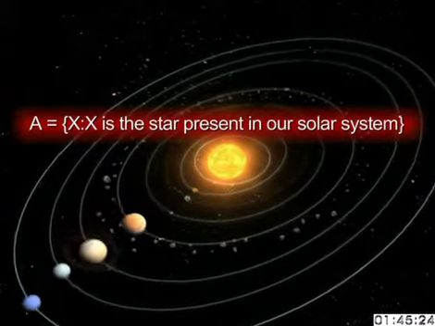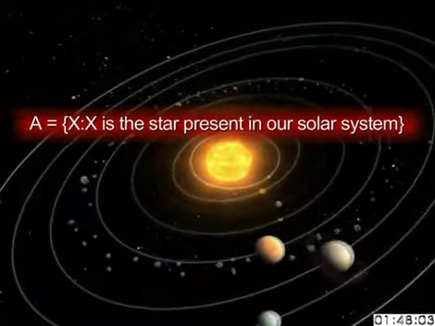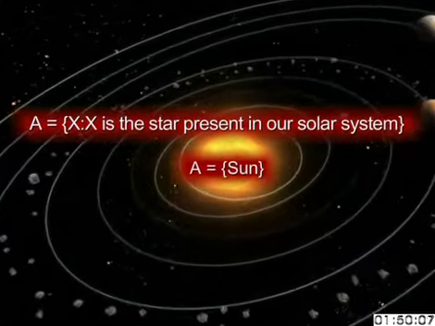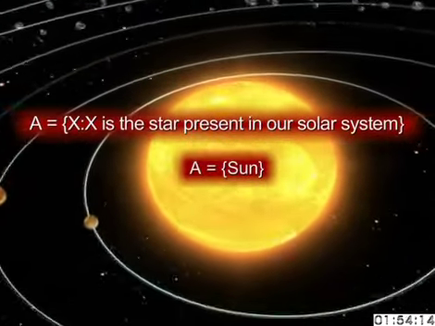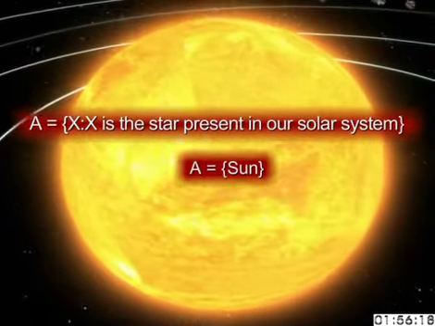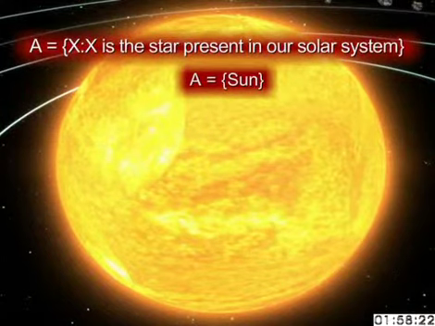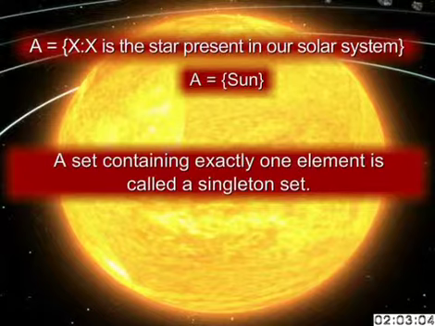Can you count the number of stars present in our solar system? Our solar system has a single star, that is the Sun. Hence, the set of stars present in our solar system is a singleton set. Thus, a set containing exactly one element is called a singleton set.